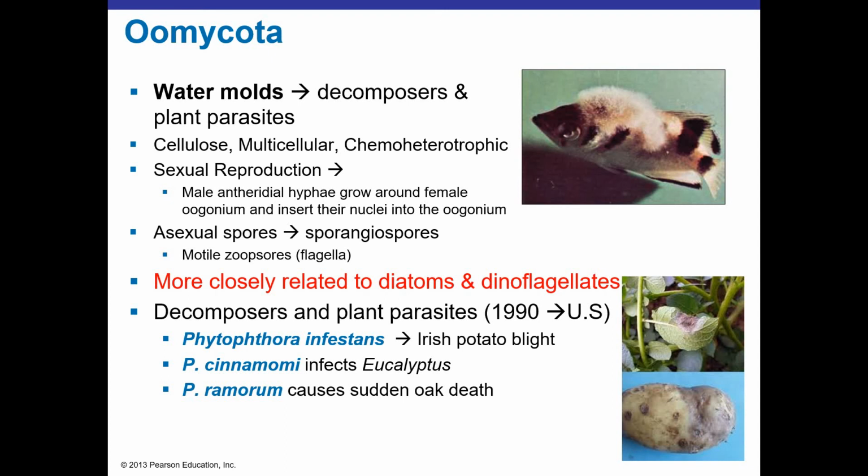These are also plant parasites, and when we talk about Phytophthora infestans, this was a major historical event. It was the causative agent of the Irish potato famine, which caused many Irish immigrants to leave Ireland and come to the United States because it literally was wiping out the main staple of food. We also see other species that infect eucalyptus, and P. ramorum that is causing what is referred to as sudden oak death of many of our big, beautiful oak trees, especially out west.